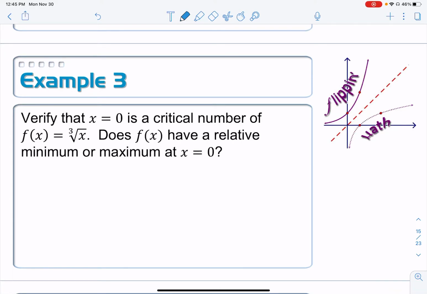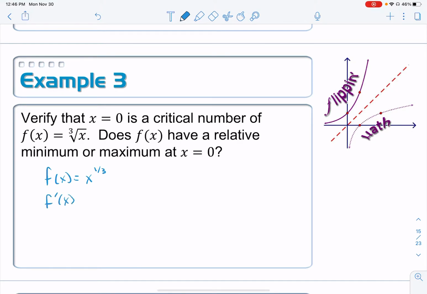Verify that x equals 0 is a critical number of f of x is equal to the cube root x. And the follow-up question, does f of x have a relative minimum or a maximum at x equals 0? So step number 1 is to rewrite your function to make it a little bit easier to find the derivative as x to the 1/3 power.